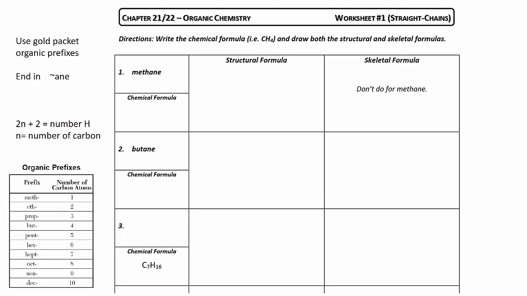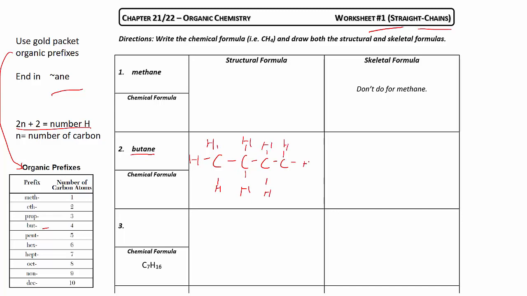So on worksheet 1 is where we're just going to start off with our straight chain beginning alkanes. Now our organic prefixes, using your gold packet, are meth, eth, prop, but, pent, hex, hept, oct, non, dec. So that's 10 there, always ending in ane. And then we've got our equation 2n plus 2 to find out how many hydrogens. So if we have butane, but is 4. So we'd have 1, 2, 3, 4 carbons with a hydrogen at each section. Eventually we will get used to not having to put those hydrogens in after this first worksheet.